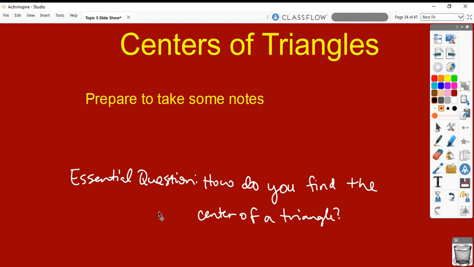All four of the things that we're going to look at today, depending on how you look at it, could be considered the quote unquote center of a triangle. So we're going to look at all four of these possibilities and discuss where each one comes from and what they look like.